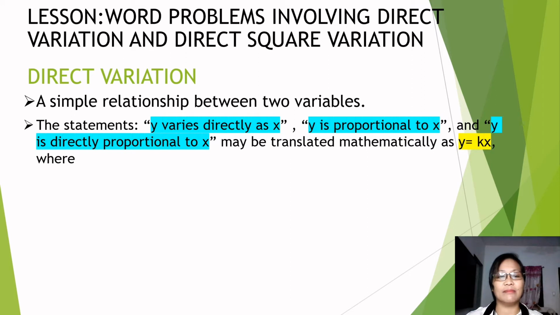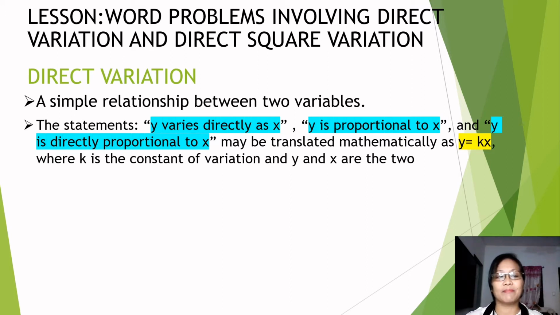be translated mathematically as y is equal to kx, where k is the constant of variation and y and x are the two given variables. Main equation natin for direct variation is y is equal to kx.